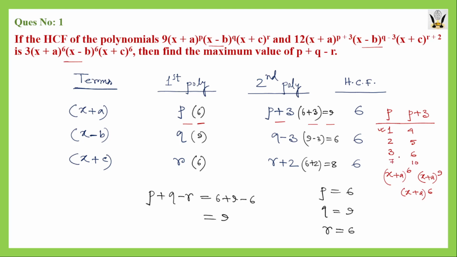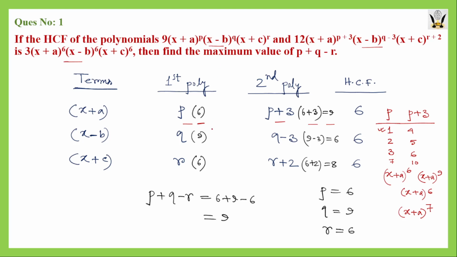Then between these two polynomials, for the first factor, the common factor value will be how much? Then it will be x plus a, and the common value is 7. So it is 7, which is exceeding the given value 6. So that means we can go till 6. That is the maximum value that we can choose for p. And the same logic is applicable for q and r as well. For q, what is given?